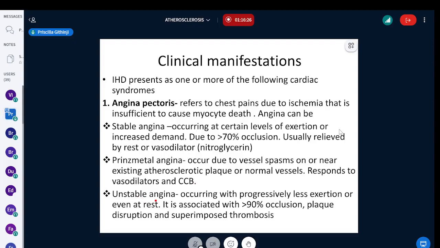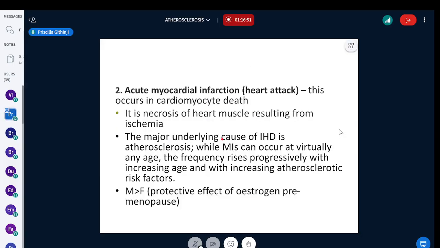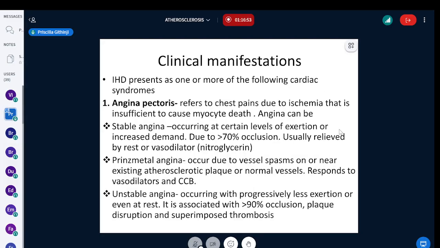Then we have unstable angina, which occurs with progressively less exertion or even at rest. So you have someone who's just seated and they are complaining of chest pains, and this is usually associated with greater than 90% occlusion, and you can have plaque disruption or superimposed thrombosis, and this is one of the bad anginas to have, and this will most likely require treatment.